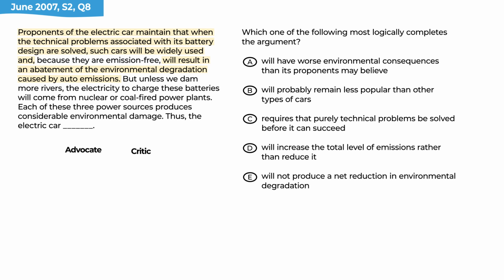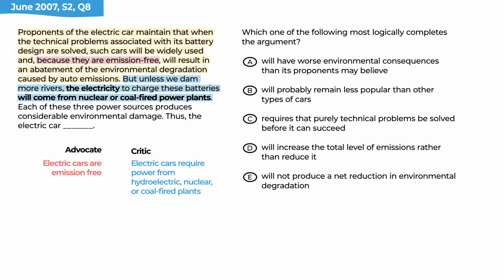Right? So we have a critic of those proponents, and the proponent of the electric car is saying that electric cars are emission-free. And then the author comes in and says, but unless we dam more rivers, the electricity to charge these batteries will come from nuclear or coal-fired power plants. So the critic is saying, hey, wait, just because the car is electric doesn't mean that the energy that it's using is clean, right? Because that energy has to come from somewhere.